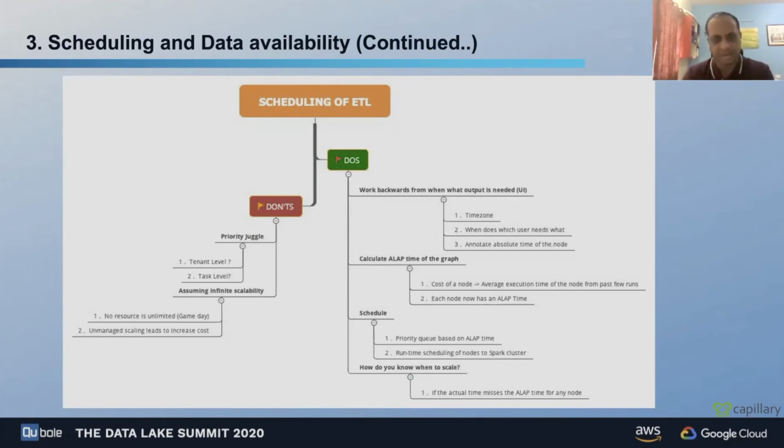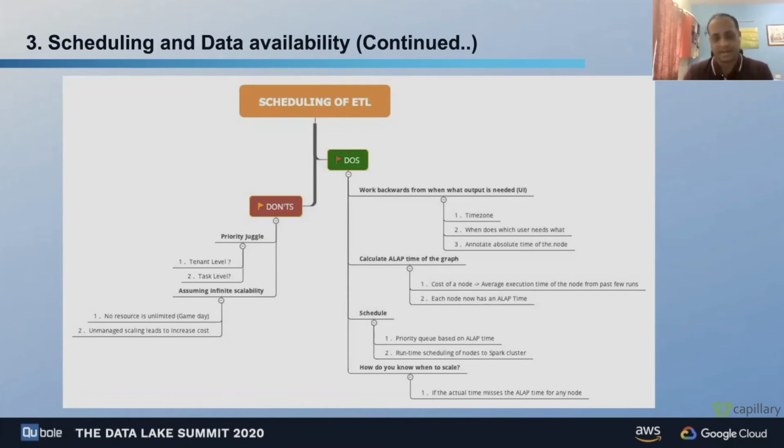The other mistake that people make leads to a sort of priority juggle. People would keep changing these priorities, but that doesn't have any correlation with the data going out in time. The second mistake that people make is to assume infinite scalability on the cloud. While cloud computing is scalable, no resource is unlimited, right?